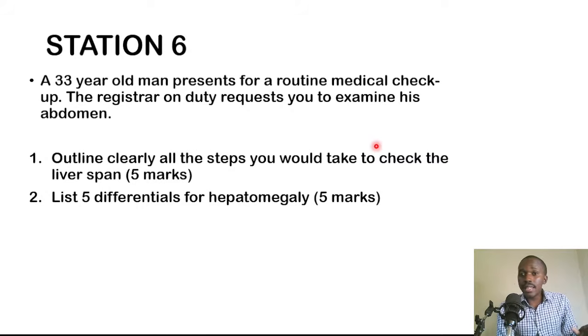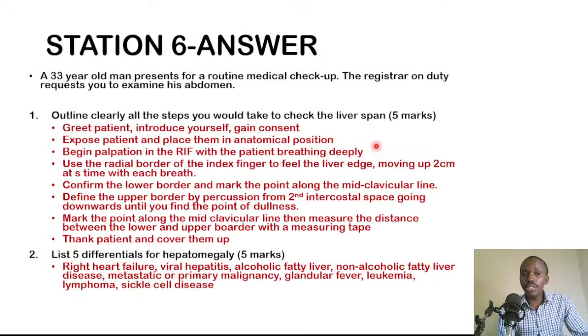So just like any other examination, you should always start off with greeting the patient, introducing yourself, gaining consent. You should expose the patient adequately and place them in anatomical position. So they should be in bed. Now remember that your palpation of the liver is going to begin in the right iliac fossa. And you're going to be asking the patient to take deep breaths. So you're going to be using the radial aspect.